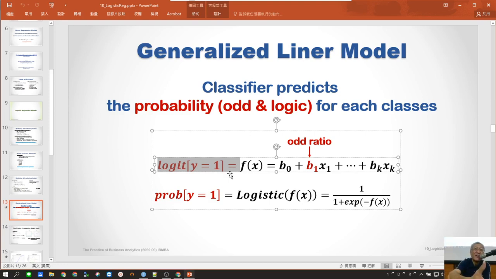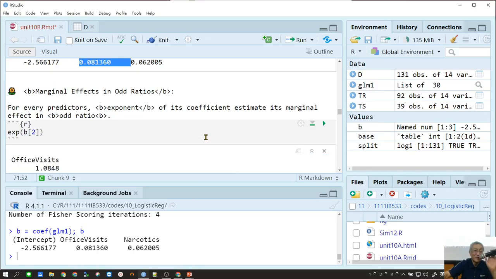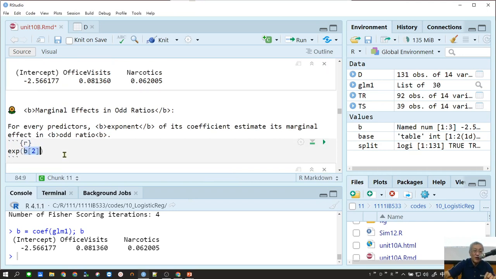You get my point? Okay. So let's do some real practice. So for example, I have this B2. So I know that it is the marginal effect of x2.